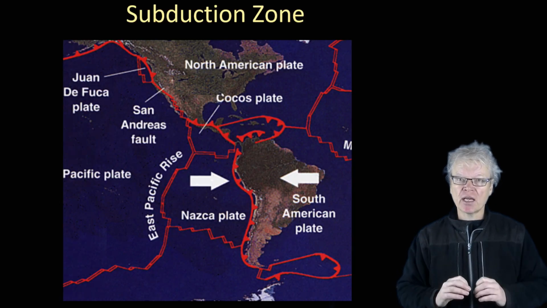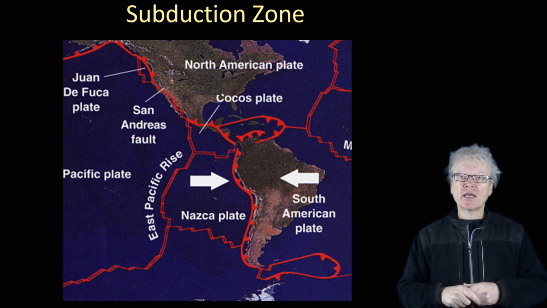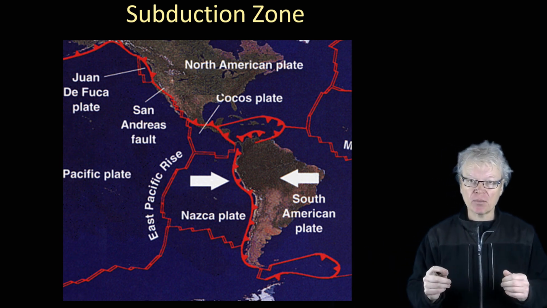Okay, let's move on to a different type of boundary. Now, a divergent boundary is where those plates are moving apart. We're now going to look at convergent boundaries, and that's where two plates are coming together. Remember, the plates move around differently depending on those convection currents. Where two plates are coming together, there are two types. You can get what's known as a subduction zone, and the most well-known subduction zone is down the west coast of South America.